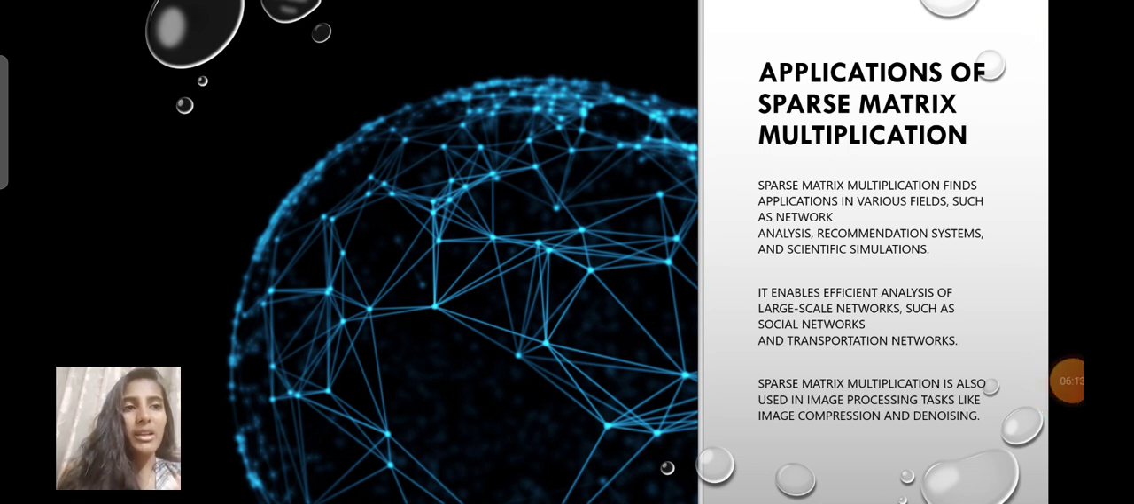Applications of sparse matrix multiplication. Sparse matrix multiplication finds application in various fields such as network analysis, recommendation systems, and scientific simulations. It enables efficient analysis of large-scale networks such as social networks and transportation networks. Sparse matrix multiplication is also used in image processing tasks like image compression and denoising.